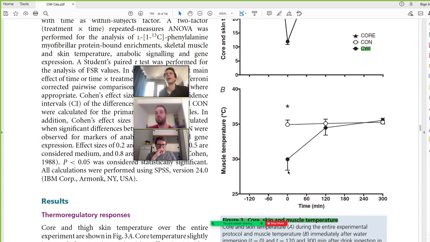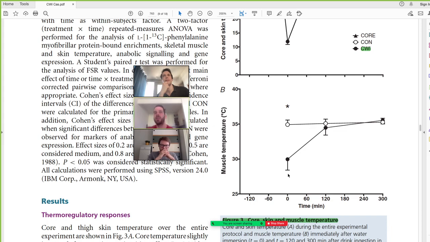So where you took your muscle biopsy, is that essentially the same spot where you took the muscle temperature? Yeah, that's the next thing I wanted to say indeed. So we put the probe in first, before we took the muscle biopsy. We wanted to know exactly at the spot where we take the muscle biopsy, what's the temperature there.